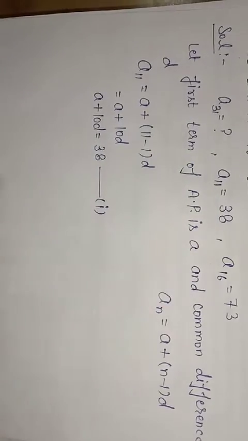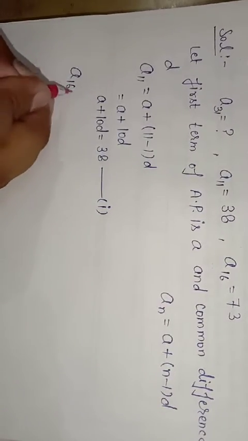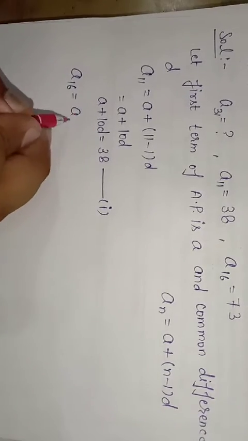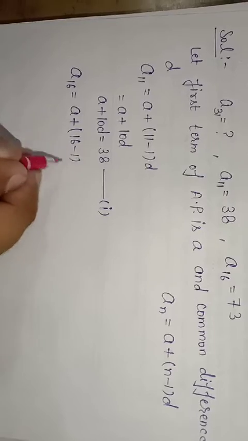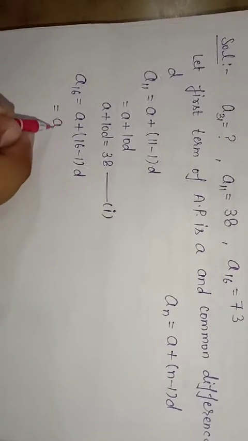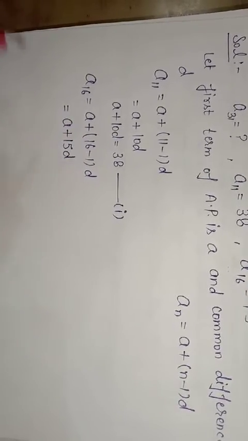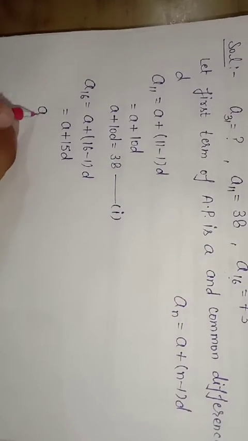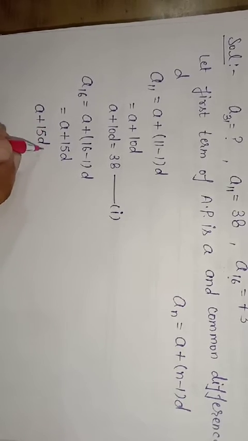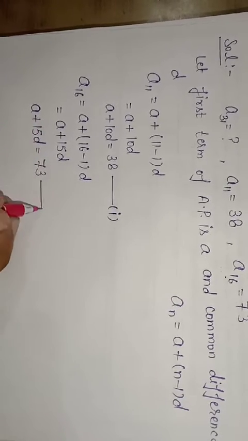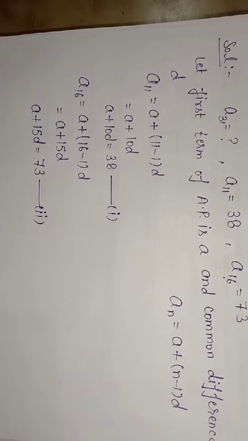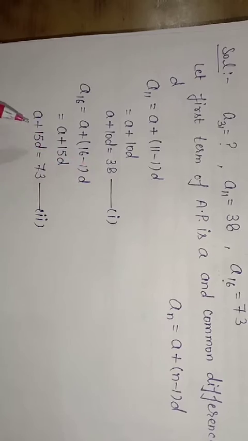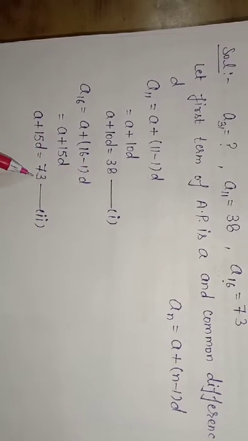Now the 16th term is 73, so we find A16. Here the value of n is 16. So A plus 16 minus 1 into D, which is A plus 15D. But the 16th term is 73, so A plus 15D equals 73. Students, we have two equations: equation 1, A plus 10D equals 38, and A plus 15D equals 73.